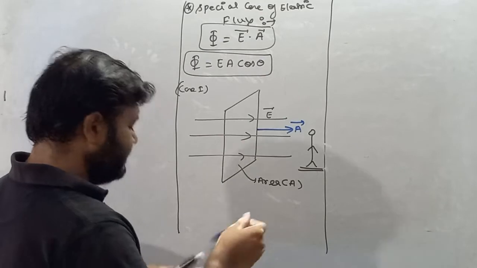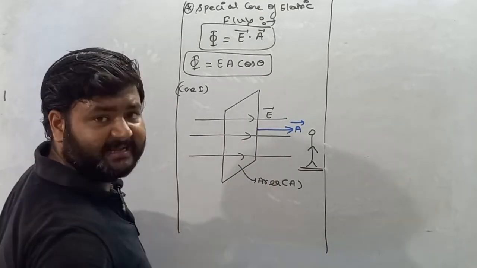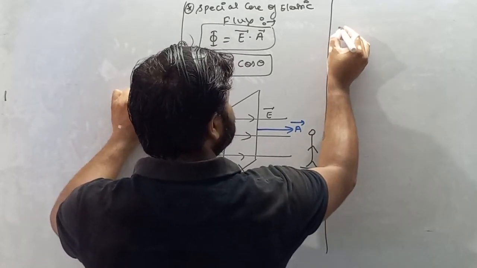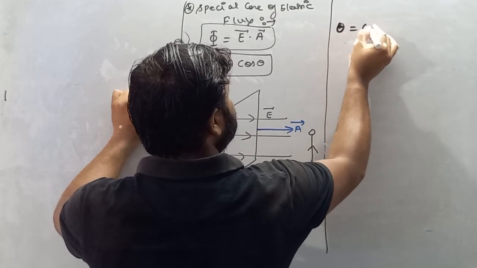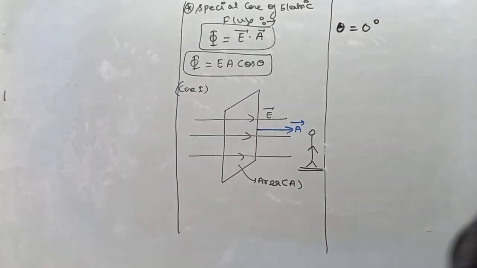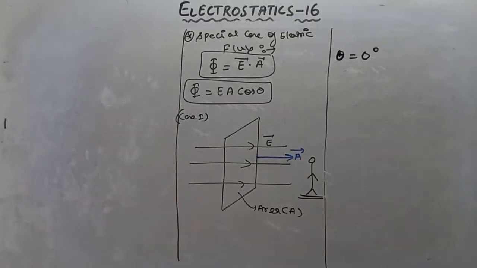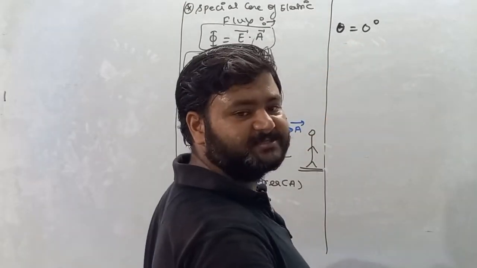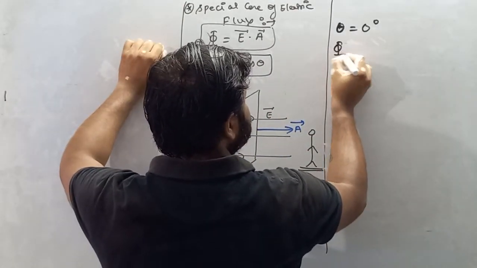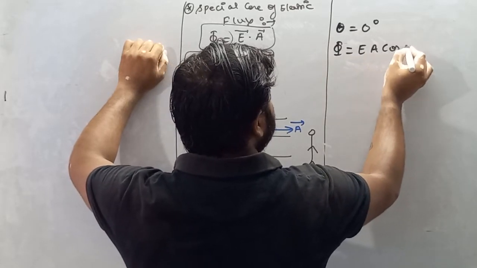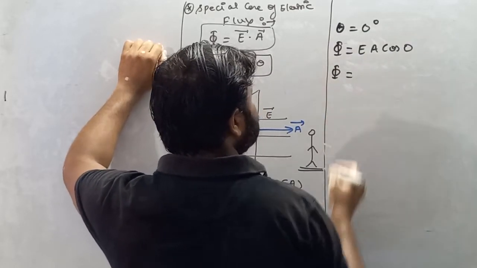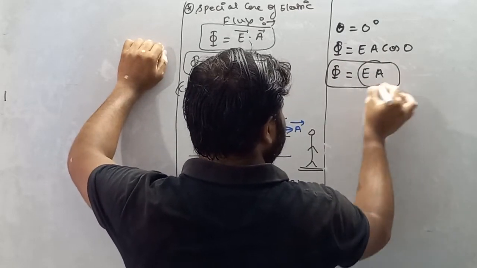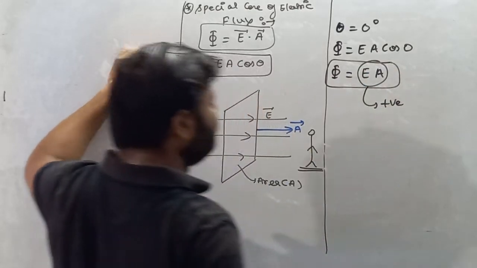Now see, both the electric field and the area vector are in the same direction. So if the electric field and area vector are in the same direction, then theta must be equal to 0 degrees. So the flux is equal to EA cos 0, and the value of cos 0 is 1, so it is equal to EA. Now see, this value of flux is positive.